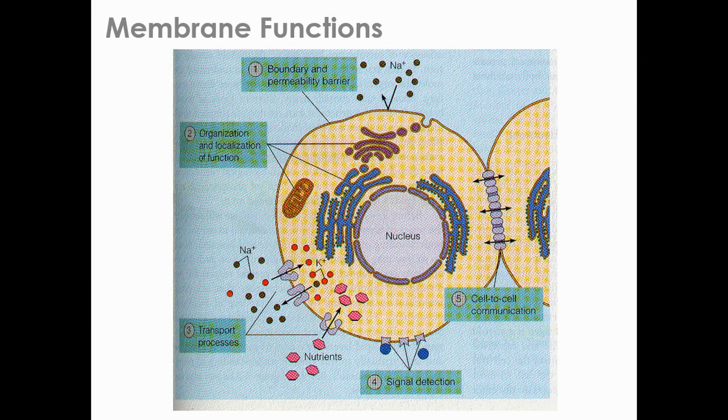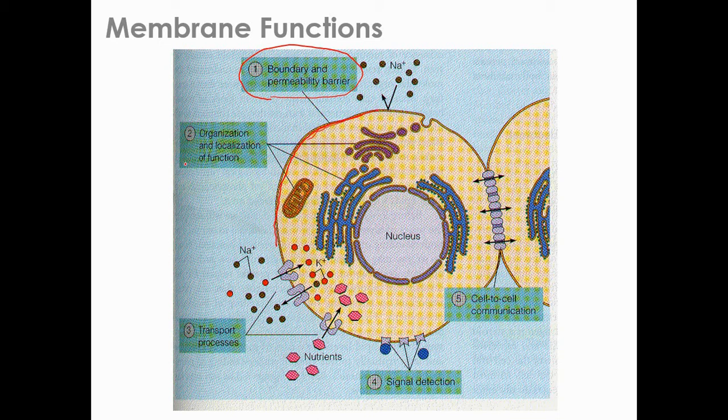So there are actually several functions of a membrane. The first one is that it acts as a boundary and permeability barrier. I've said, right, it's a boundary. This membrane is the boundary. And because it acts as a boundary, this is the one that will restrict or allow some molecules or substances to go in or out of the cell. So it acts as a permeability barrier.